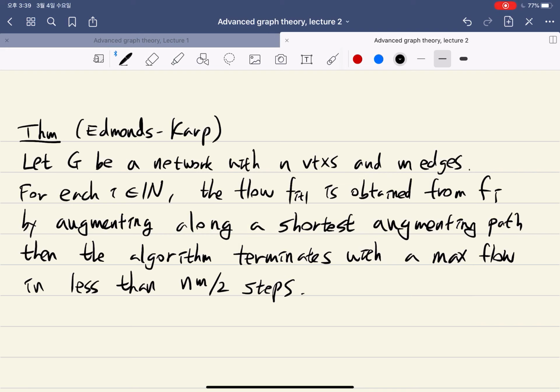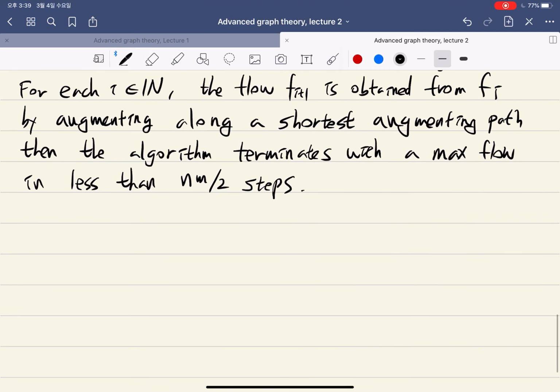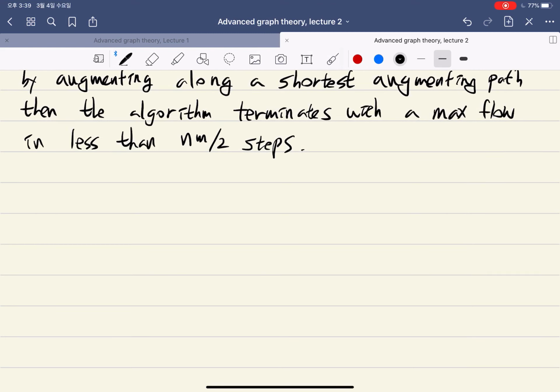So what this theorem suggests is that whenever we have a flow and we want to choose an augmenting path, we always choose the shortest augmenting path. There could be more than one shortest augmenting path, but you can just choose any one of them. Then this says that we can find the maximum flow within a fixed number of steps. So we want to prove this. Before proving this, let's prove a useful lemma.